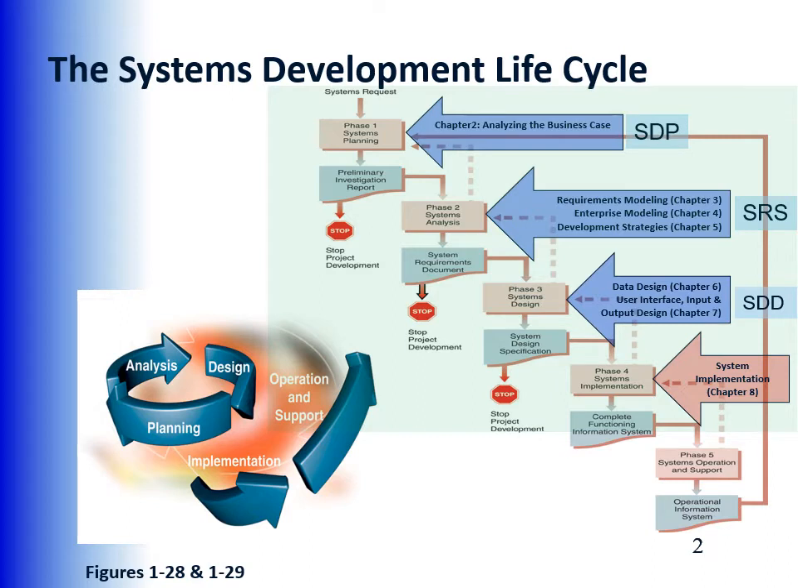As you can see in this diagram, you are now in phase 4, system implementation, and you have covered phase 1, system planning, which is Chapter 2, analyzing the business case. Phase 2, system analysis, covers 3 chapters: requirements modeling, enterprise modeling, and development strategy, Chapters 3, 4, 5. And phase 3, system design, covers Chapter 6 and Chapter 7. And now in phase 4, you are going to learn Chapter 8. Alright?